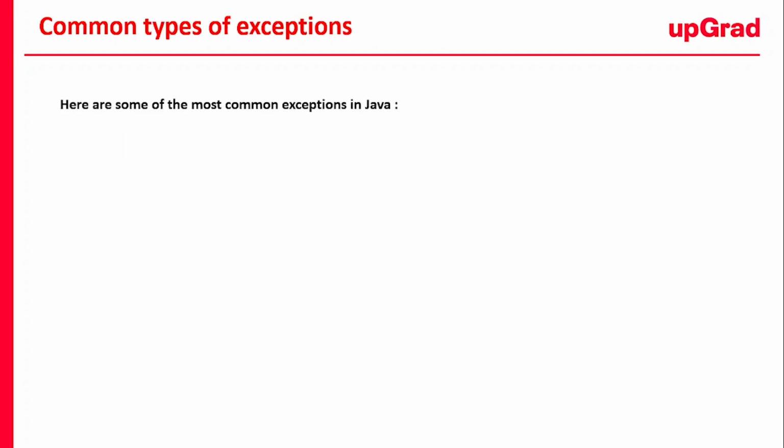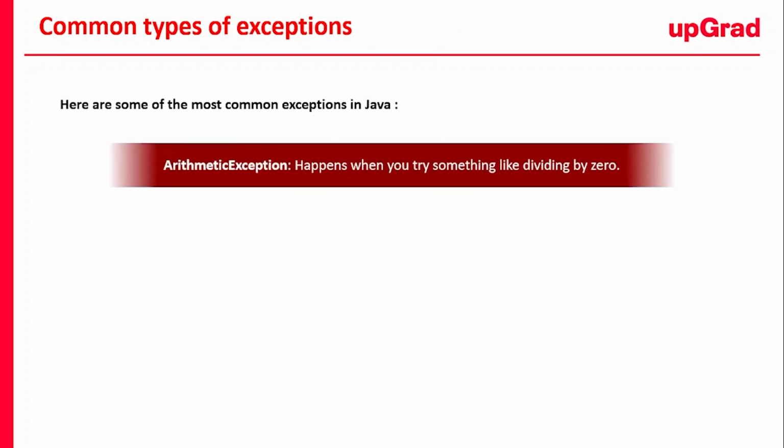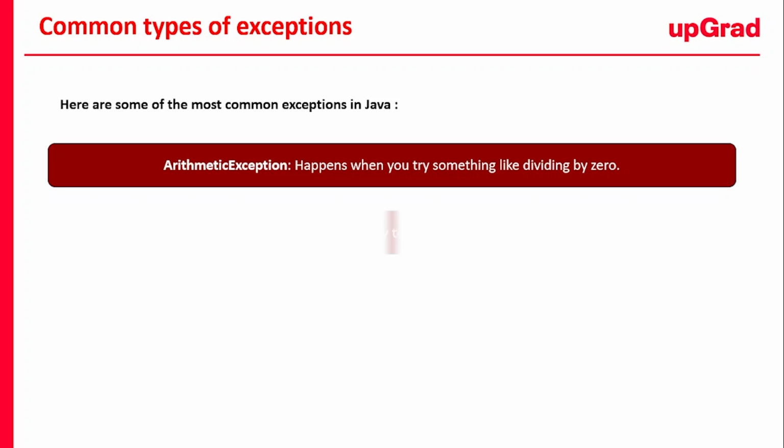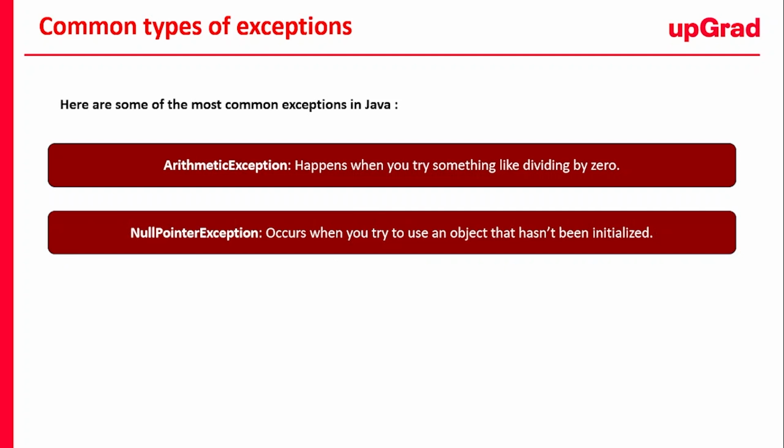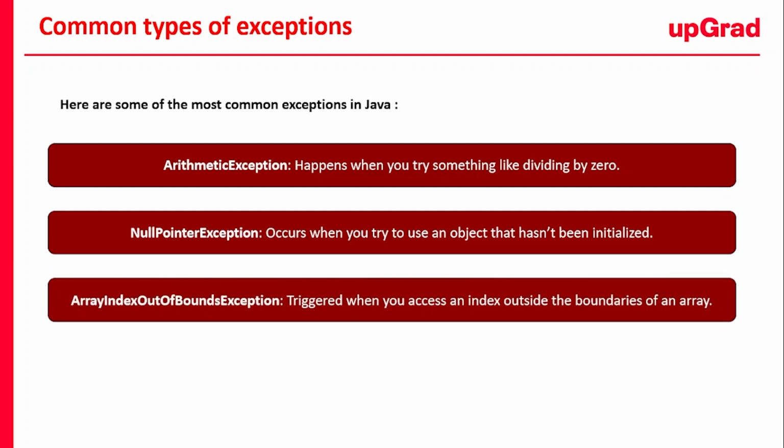Okay. So some of the common types of exceptions include, first, arithmetic exception. It happens when you try something like dividing by zero, as we just did in the example. Now the second one is null pointer exception. It occurs when you try to use an object that hasn't been initialized. The third one is array index out of bounds exception. This exception is triggered when you access an index outside the boundaries of an array.